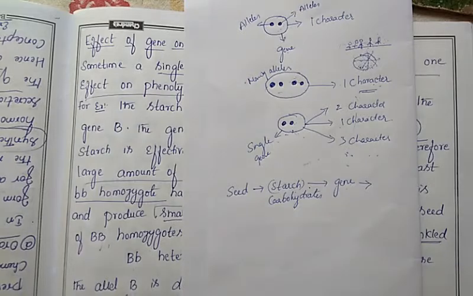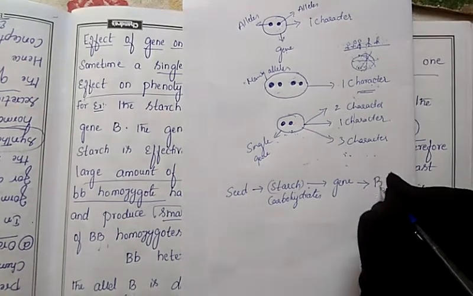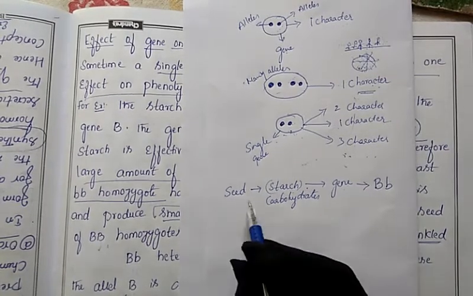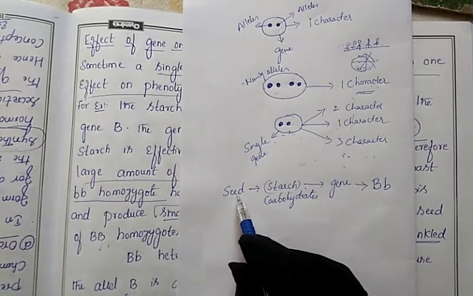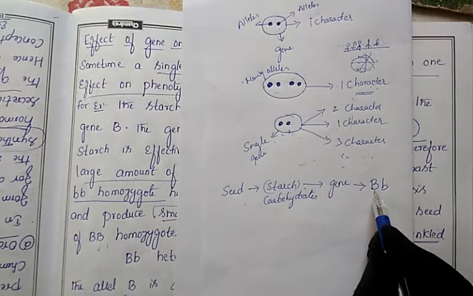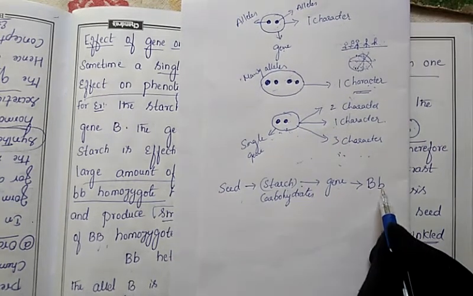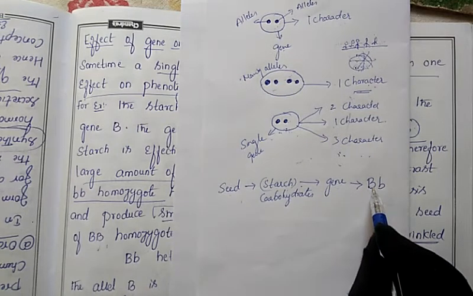Now this gene, as you know very well, we indicate in the form of letters. Which letters are we using? We are using the letter B. So capital B, small b. These are the two letters we use to indicate starch synthesis in the seed. As you know very well, capital B always indicates dominance. Capital letters indicate dominance, and small letters indicate the recessive. This has already been discussed.